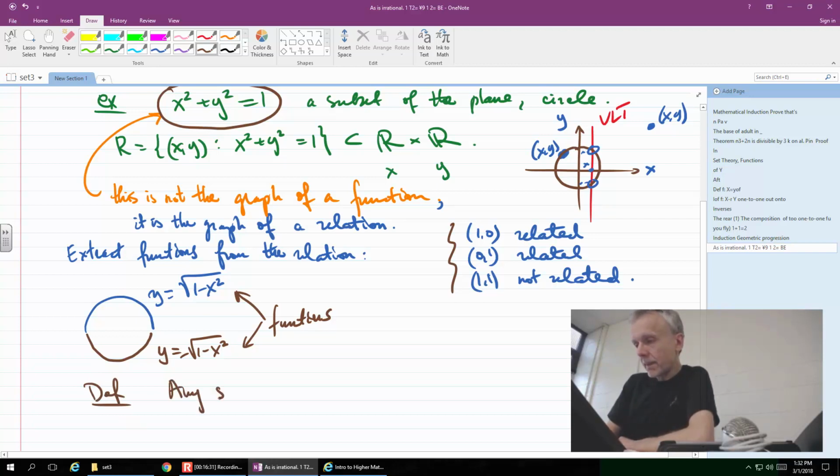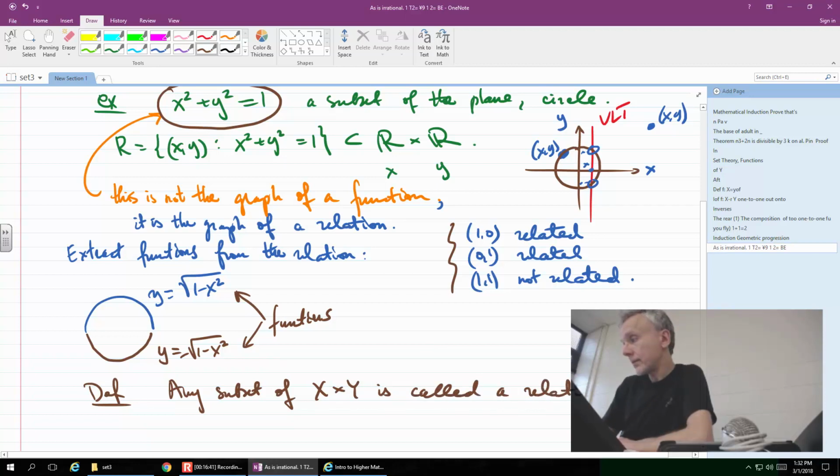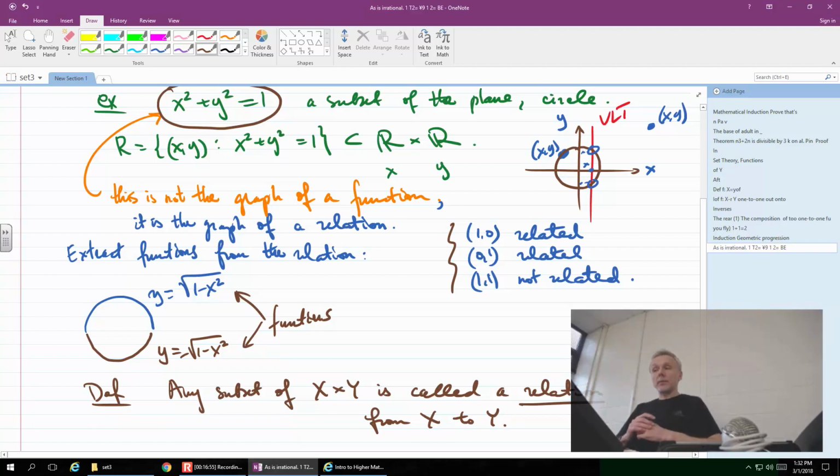But the definition is quite interesting. Any subset of x cross y is called a relation from x to y. So a relation is any subset in the product. For example, any subset of the plane will give you some kind of relation. The circle is just one relation, but you can take a square, or a shape like this. All of these subsets are relations. If the point x, y belongs to this set, then they are related. Okay.